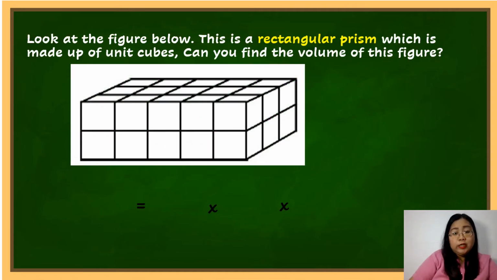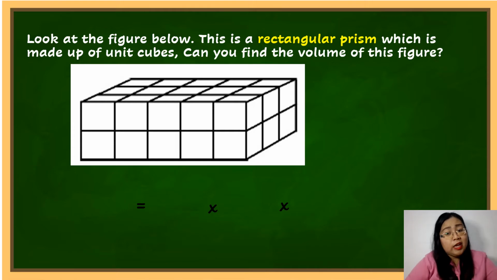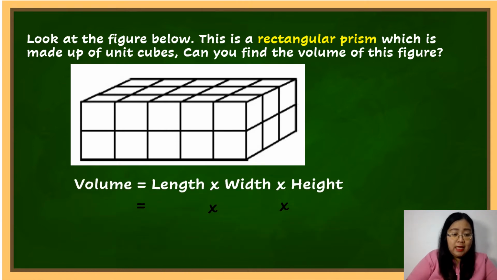Let us look at the figure below. This is a rectangular prism, which is made up of unit cubes. Can you find the volume of this figure? Again, the formula here is volume is equal to length times width times height. Let us count how many lengths we have. 1, 2, 3, 4, 5. There are 5 lengths.